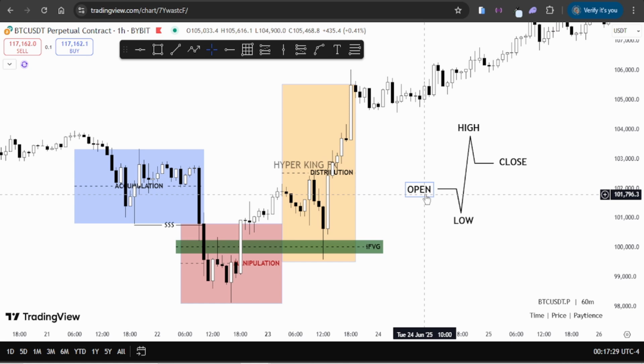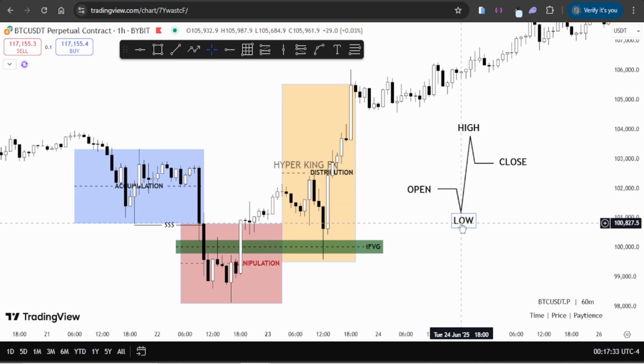Now you wait for the manipulation phase. This low right here is usually formed by 9:30 a.m. New York time. This is a fake breakout or a liquidity grab. It happens during news. Once there is a news release, for example, during this time of the day, price will break previous highs or lows with momentum. This is not the real move.